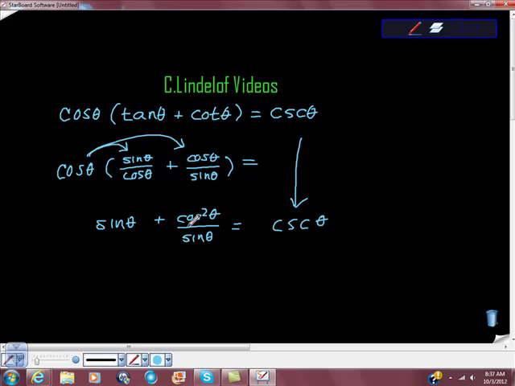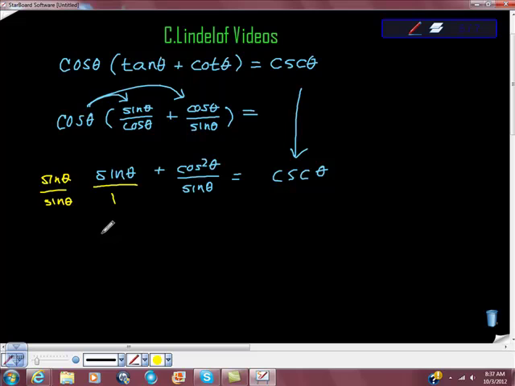I want to add these two quotients together, but I can't because we don't have a common denominator. So I'm going to multiply this whole piece by 1 using sine theta over sine theta. Remember, this is over 1. And then look what happens. Sine theta times sine theta is sine squared theta, plus cosine squared theta, all over sine theta, is equal to cosecant theta.